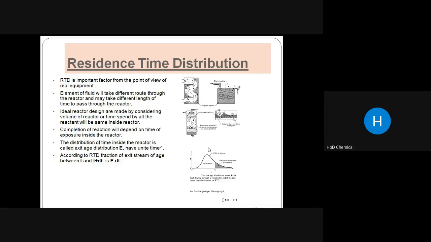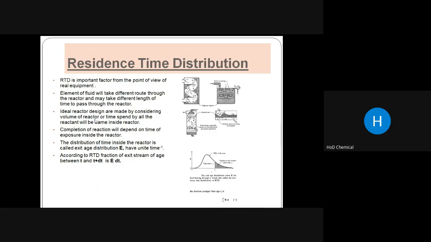So next moving into residence time distributions. So it is one of the important factors from the point of view of real equipment. Okay, so already I told, basically in reactors we have ideal reactors and non-ideal reactors.